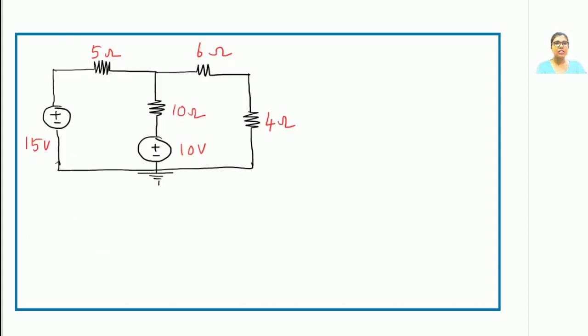Now this is a basic circuit that I have taken over here. The first thing is, let us first identify the mesh. What does the step say? The step says to identify the mesh. So how many meshes can you see in this circuit?